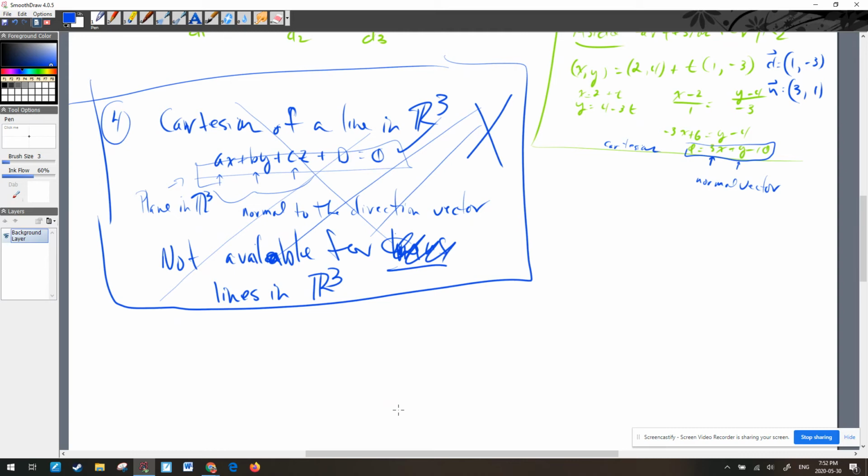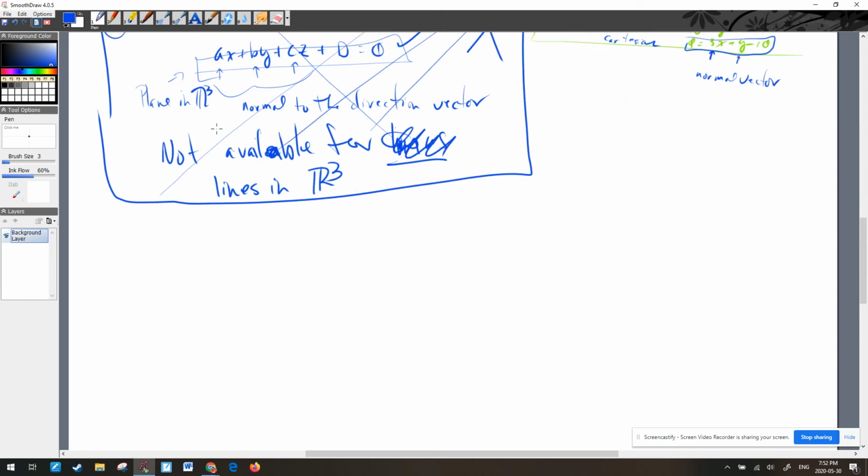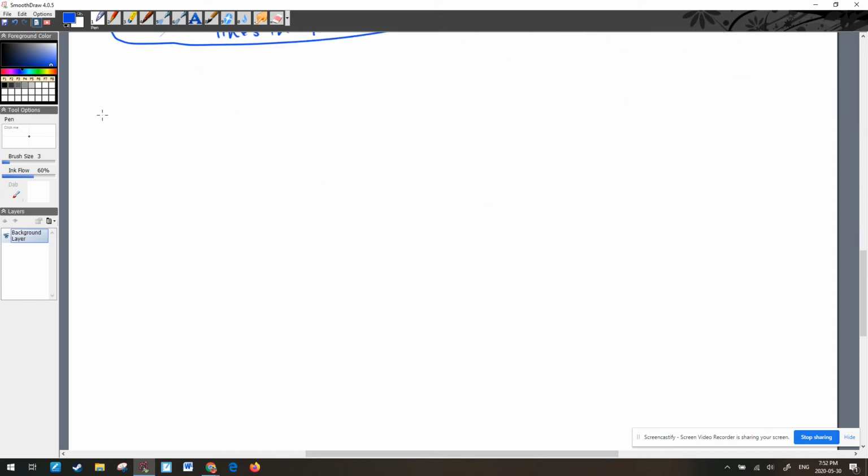So let's look at some examples of how we can actually make use of this. Examples and implementation, I guess. So let's look at the first one. Imagine we had the following.